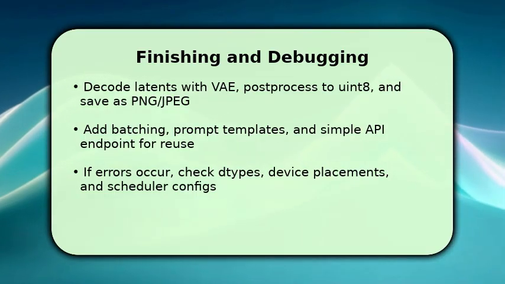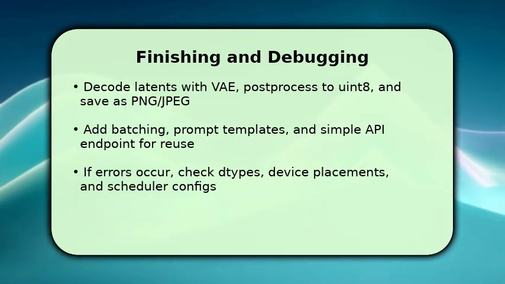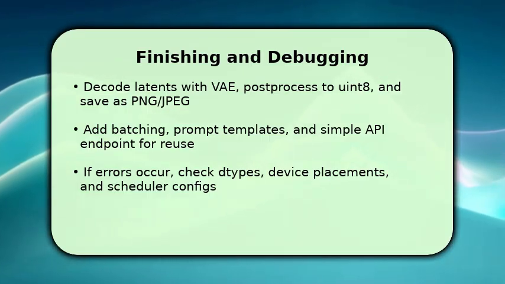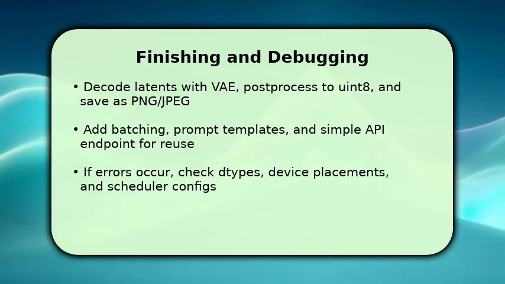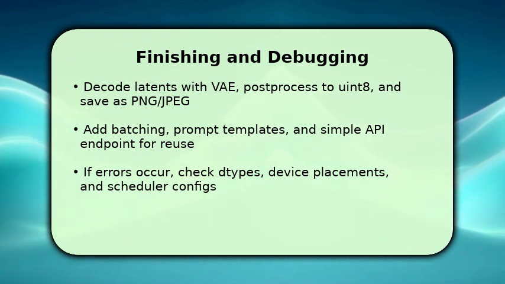If things go wrong, focus on one troubleshooting tip. Verify device placement and dtypes across text encoder, UNet, and VAE. Mismatched devices, or FP16 on CPU, are the most common failures and are quick to fix.